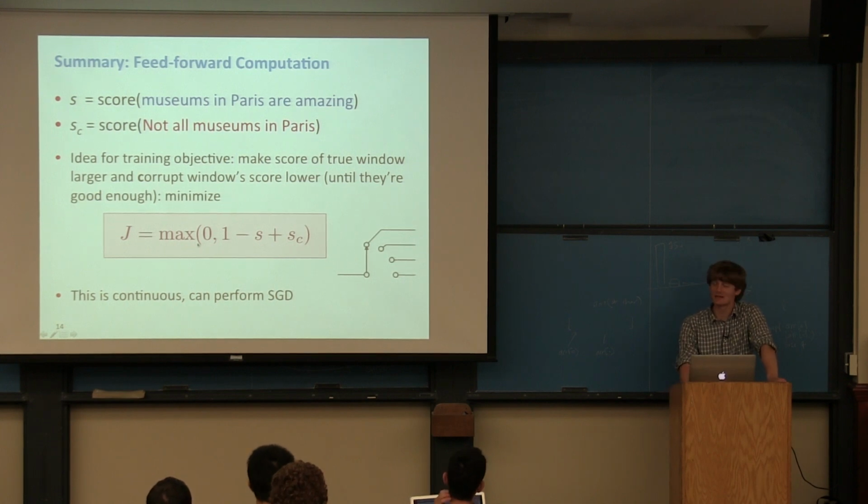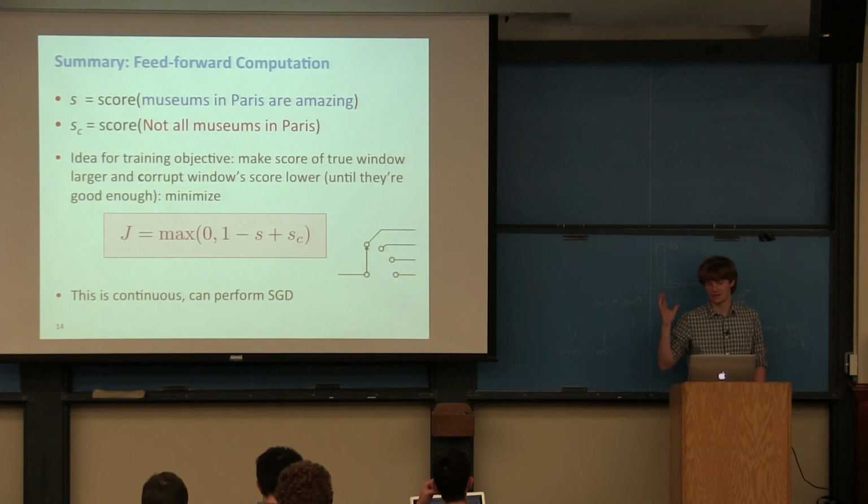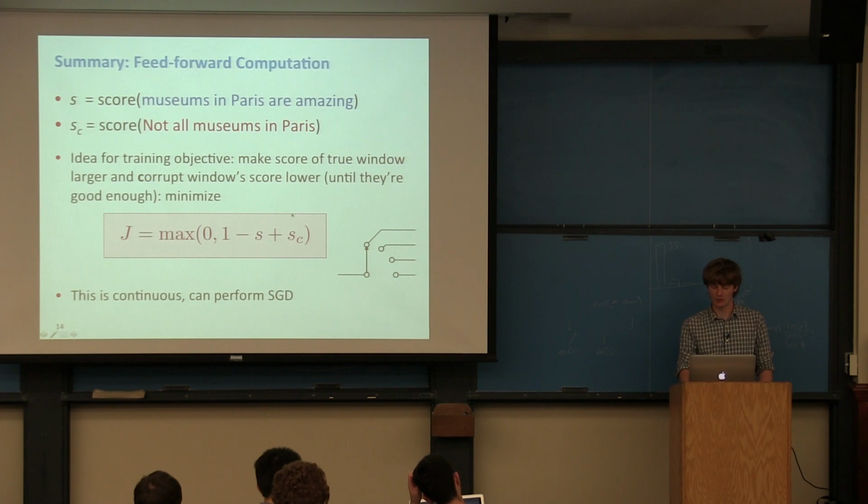So we take the maximum of 0 or 1 minus the score of the correct window plus the score of the corrupted window. And if we minimize this overall objective function, what will happen? Well, either we can already distinguish very well whether a window has at its center location a named entity. If this correct score here is, let's say, 10, and the one of the corrupt window is just 5, then 1 minus 10 plus 5 is much smaller than 0. And so we'll end up in this part of the objective function.